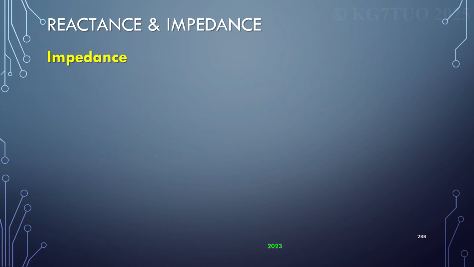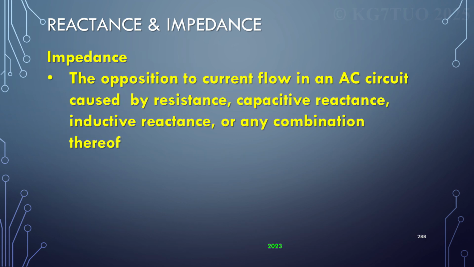Okay. Impedance. Impedance is the opposition to current flow in an AC circuit caused by resistance, capacitive reactance, inductive reactance, or any combination thereof. So we just call it impedance. Impedance is the opposition to current flow in an AC circuit. That'll get you through the question. We'll find out when we get to the questions. It is the ratio of voltage to current.